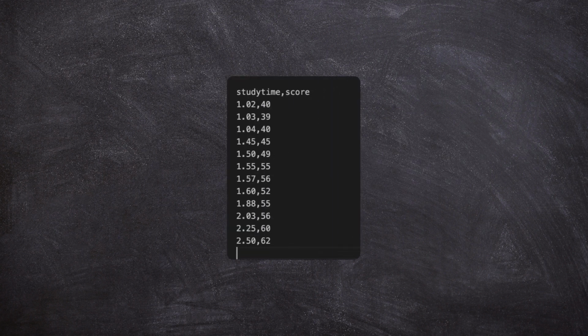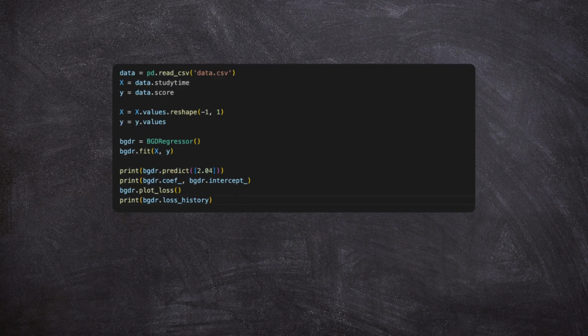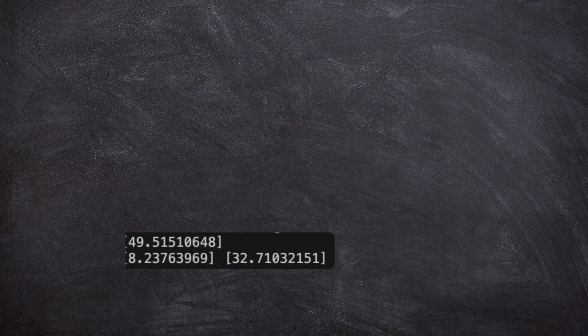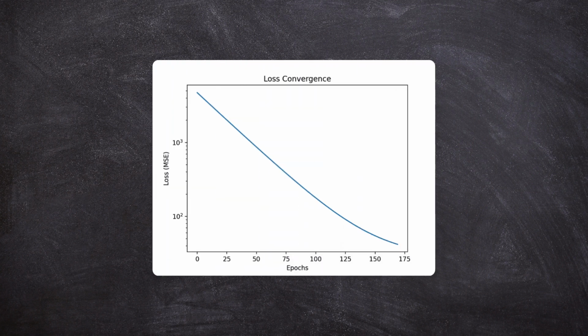Now, let's see how this model works with some real data. We load a CSV file containing data on study time and test scores using pandas. We separate the features, study time, and the target variable, test scores, into x and y, respectively. Next, we create an instance of the BGDRegressor class and call the fit method to train the model. After training, we use the predict method to predict the test score for a study time of 2.04 hours. We print the model's coefficients and intercept, which tell us the relationship between study time and the predicted test score. Finally, we call the plot_loss method to visualize how the loss has decreased over the epochs.